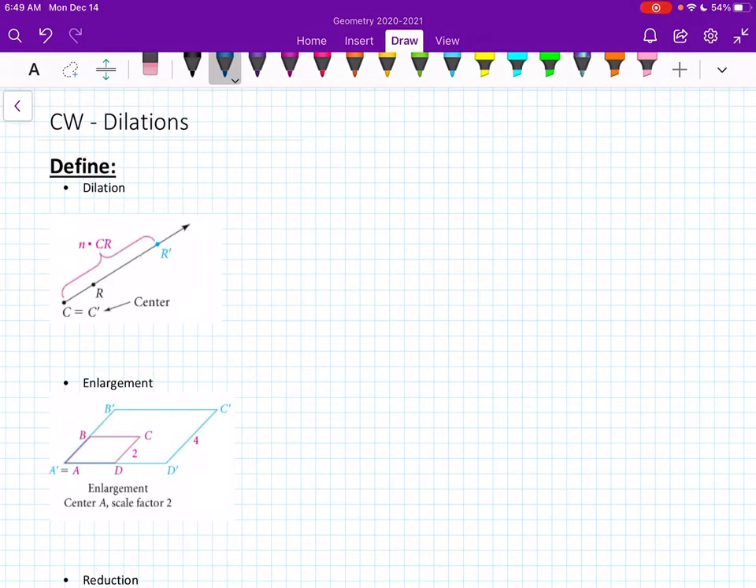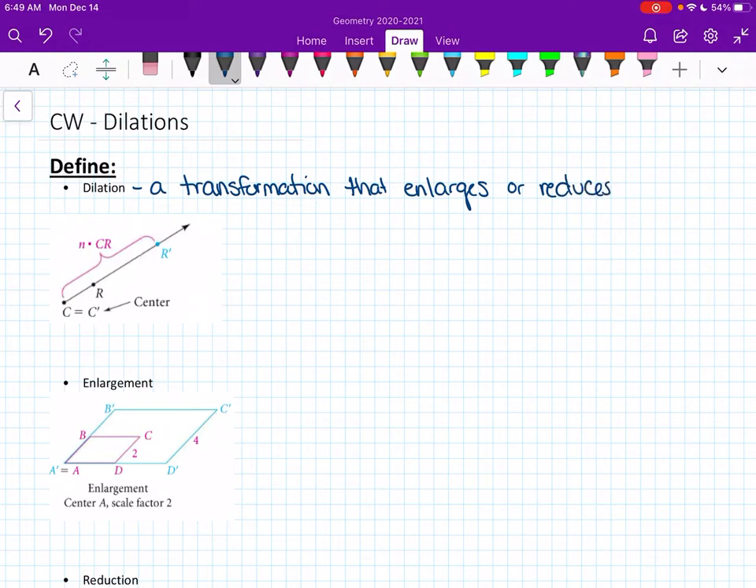A dilation is a transformation. Remember, before when we talked about transformations, we talked about rotations, reflections, translations, and glide reflections. Those were all isometries, meaning they kept the same size. Well, a dilation doesn't. It's a transformation that enlarges or reduces the size of a figure.